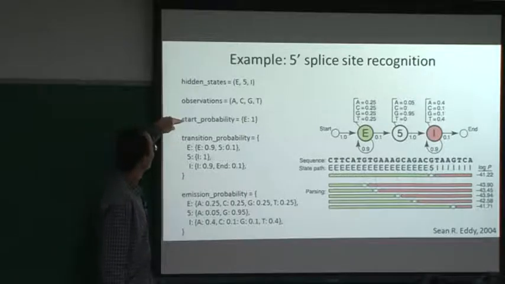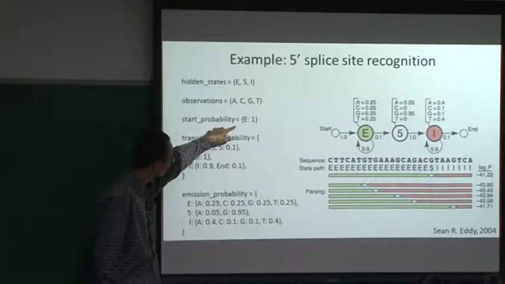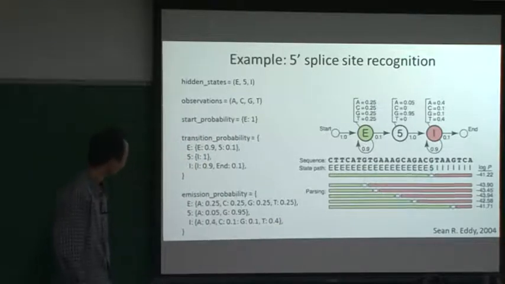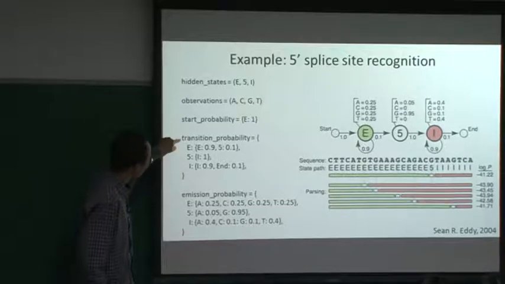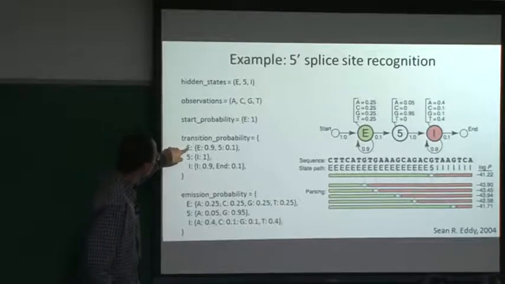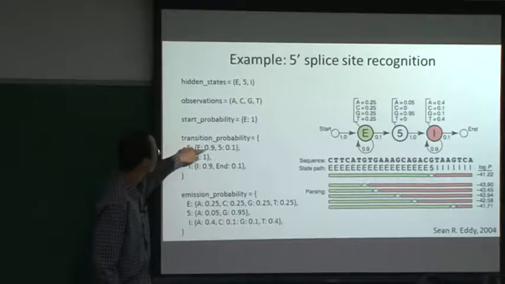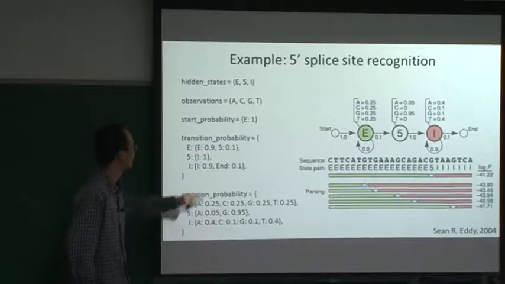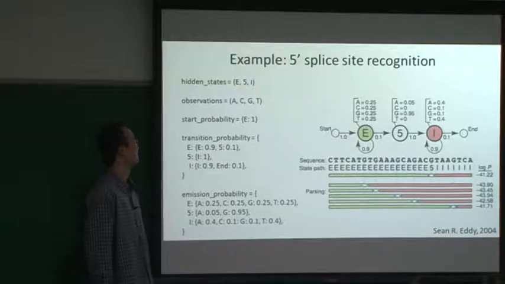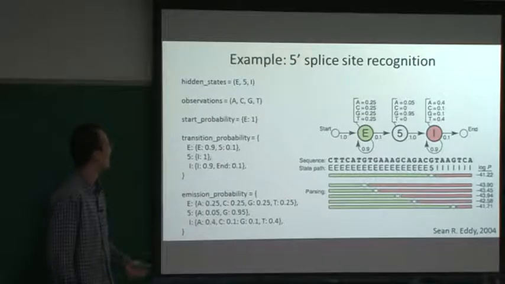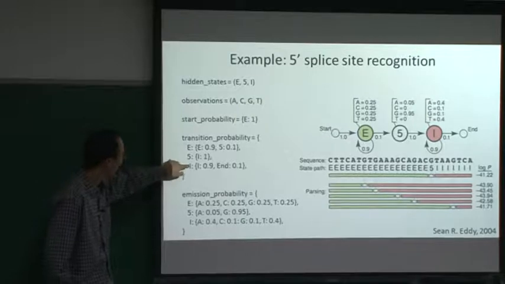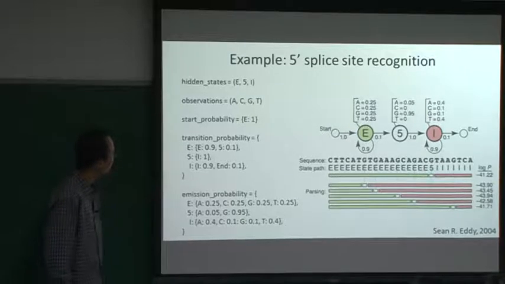So now we have the start probability of 100% to start at exon. And this is a transition probability. If one base pair is exon, the following base pair has 0.9 probability of still being exon, and 0.1 probability of becoming the 5' splice site, and similarly for the 5' splice site and intron. So this is the transition probability.